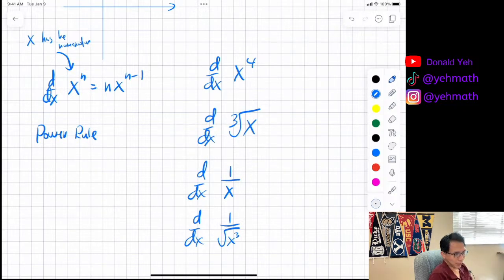So let's just say I want to take a derivative of x to the 4th. Catherine, what do you think? 4x cubed? Yep, super easy.